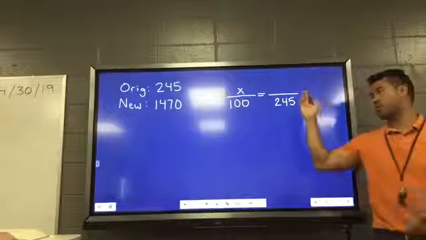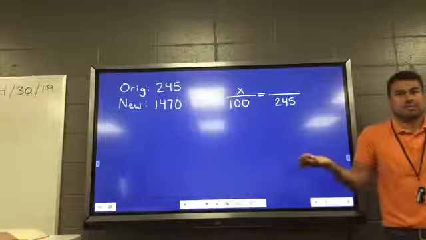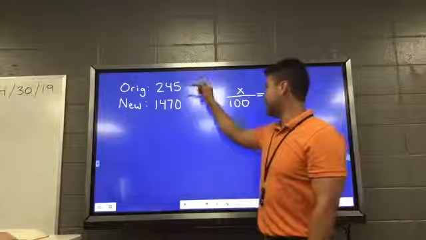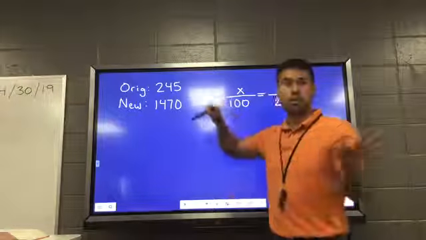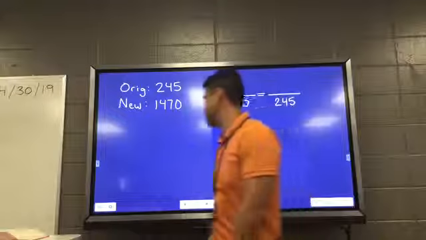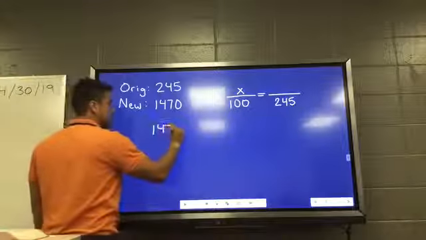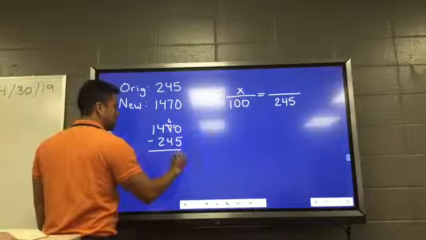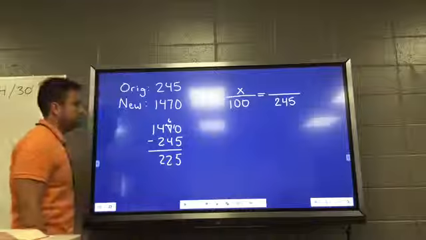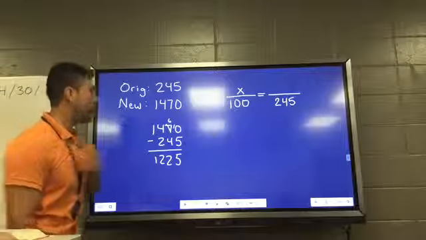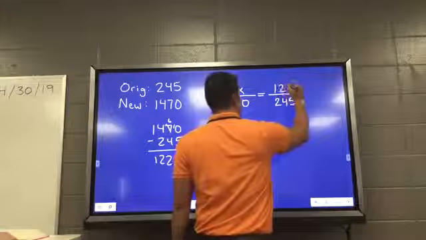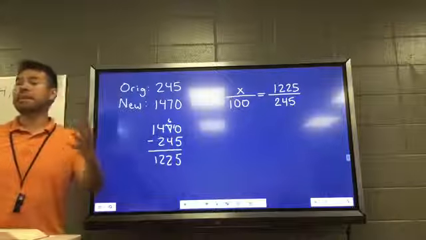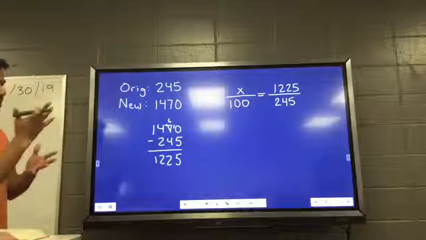Tell me how I get what goes on the top of that second fraction. You take the bigger minus the smaller, always. Whether they're flip-flopped on the original and new doesn't matter. All right, 1470 minus 245. I got 1225. Oh, that's kind of big. Why is that kind of big? Because it was a big increase. So it has to be big.